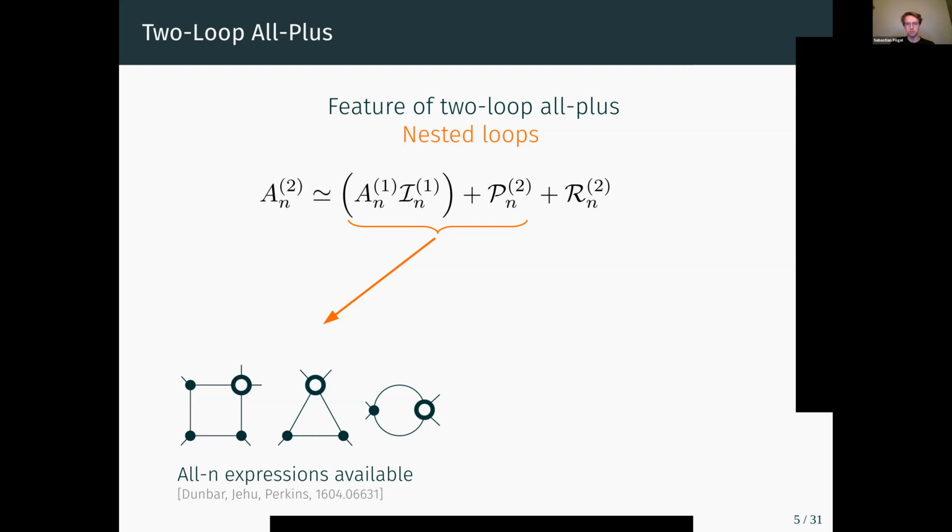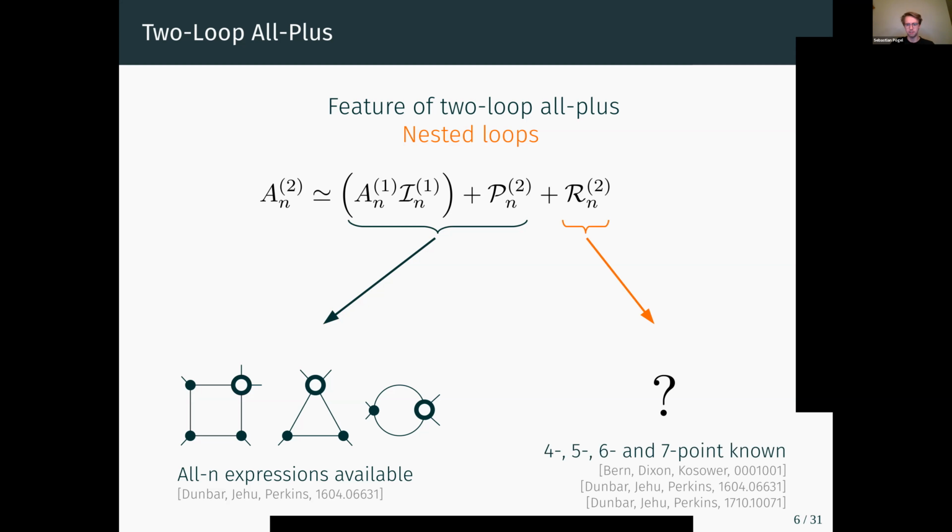The obvious question then is, of course, to see whether something similar could be done for the rational terms. And here, the all-plus amplitude has been studied very carefully in the past, and so we have lots of results available to test against. Specifically, there are results available for 4, 5, 6, and 7 gluons.